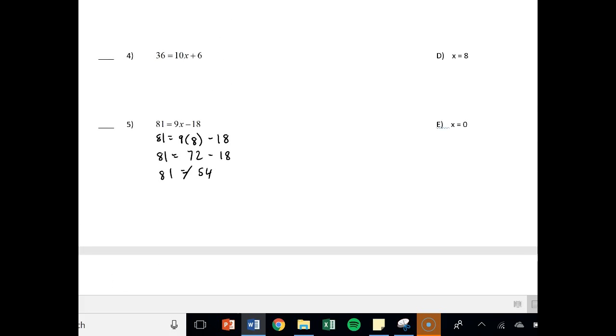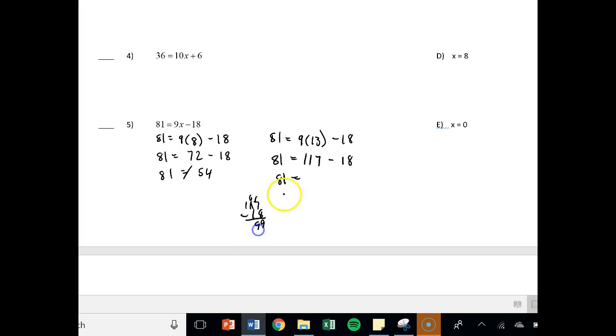Let's try 13, right? So 81 equals 9 times 13 minus 18. 81 equals 9 times 13, 117. I'm just using my reference sheet. And then 81 is equal to 117 minus 18. Maybe I do it off to the side here on the bottom. That's 18, not 81, my fault. Minus 18, gotta borrow here, so that's 9, 10 minus 1, 9, 99. So does 81 equal 99? No, so I gotta try again.